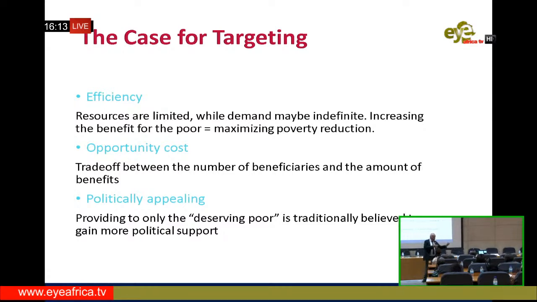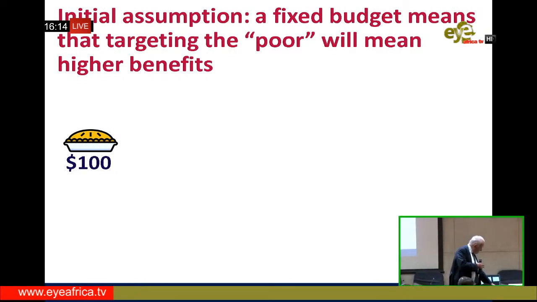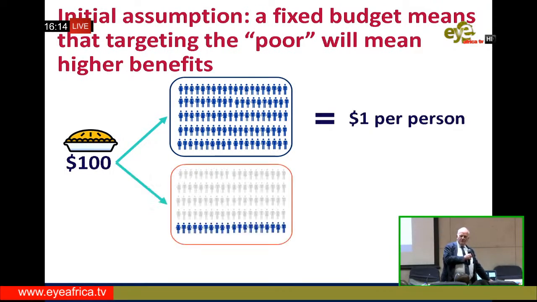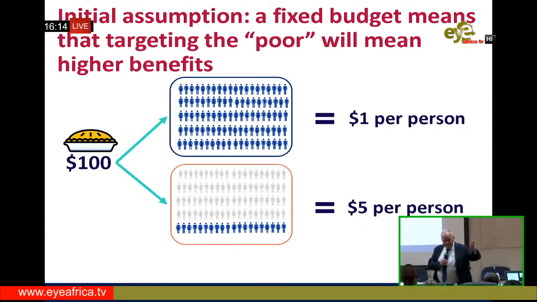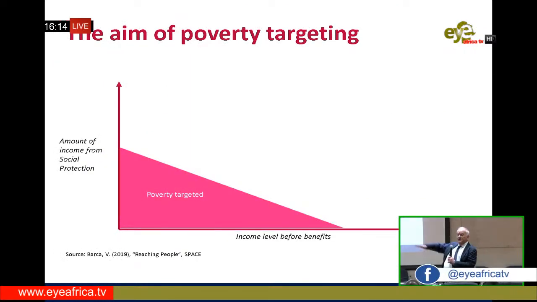Great, that's very good. This is what we get, and so this is about, if we have a pie of $100, we can give everybody $1 in the country, or we can give the bottom part of the country $5. That's the idea. Okay. And the idea is this. Is this also what we get?